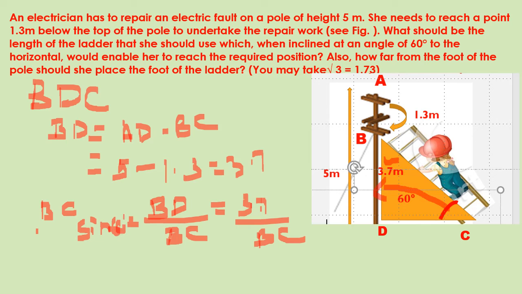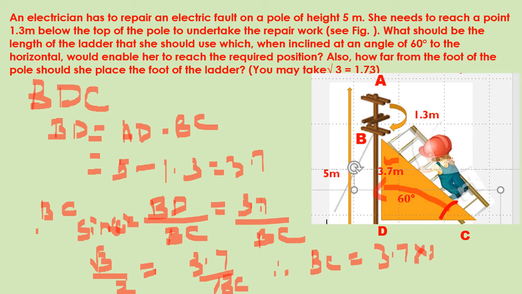Sine 60 is equal to BD by BC. What is the value of sine 60? It is root 3 by 2. So root 3 by 2 is equal to 3.7 upon BC. Therefore, BC is equal to 3.7 into 2 upon root 3. I will show its calculation to you just now.